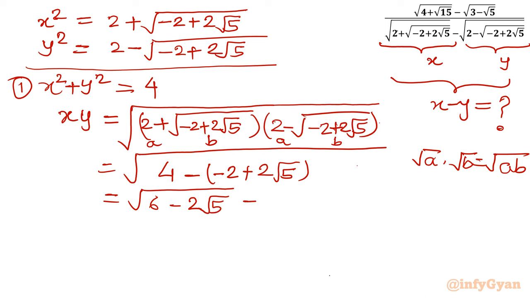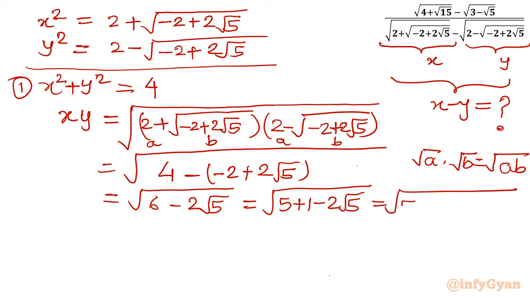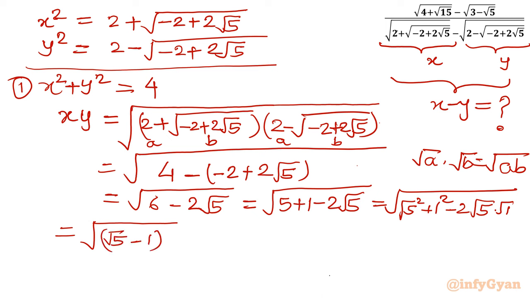Now this is a simple one. I will write square root of 6 as 5 plus 1 minus 2 root 5. In the next step I would write square root of (root 5 plus 1) square minus 2 times root 5 times 1. In the next step we can write it is square root of (root 5 minus 1) whole square. So finally this square and square root I will cancel. What is left? Root 5 minus 1. Okay, this is xy.